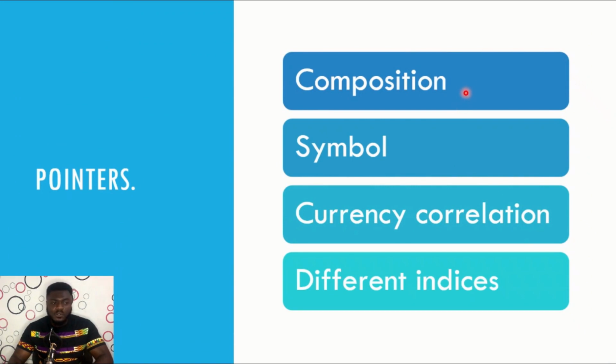Our pointers for today will be taking a look at the composition of the US dollar index, how it is symbolized on various platforms, currency correlation, which is our main topic for today, and the different indices that you can use to track the currency correlation aside the dollar index. Many people actually don't know that there are various indices aside the dollar index. The composition will also take us through the currencies that make up the dollar index.